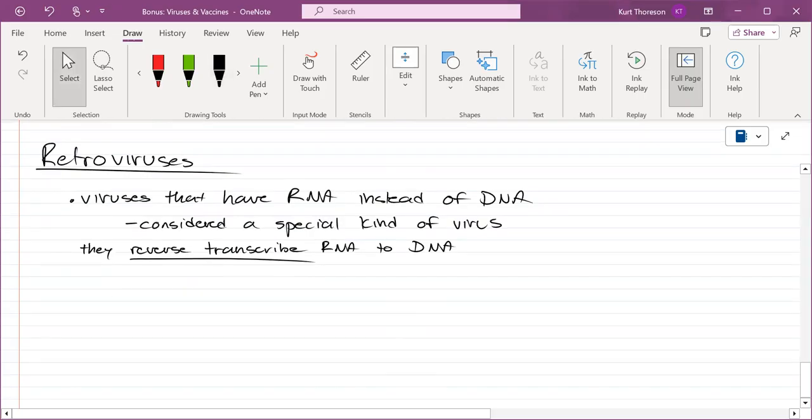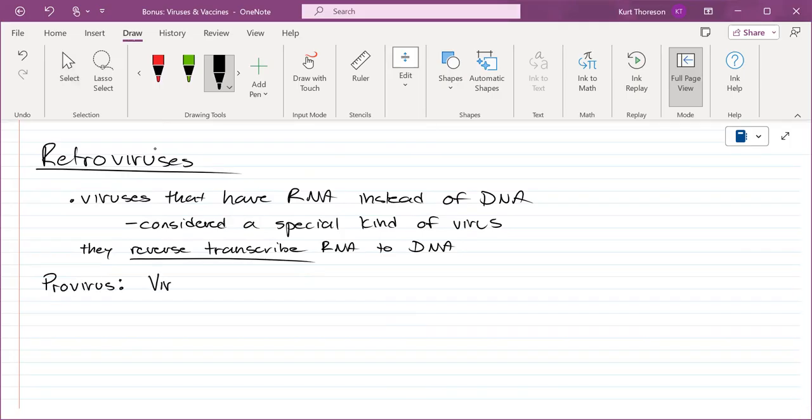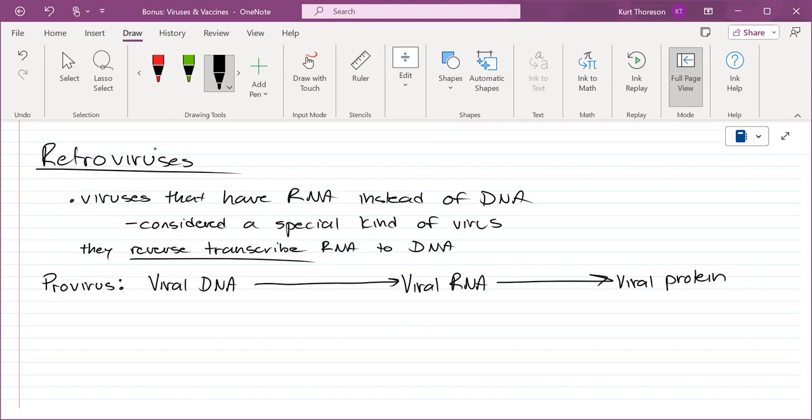Now, here's how proviruses work, everyone. A provirus goes from viral DNA to viral RNA to viral protein. Now, you all should know this. What process lets you go from DNA to RNA? What is that called? Transcription.